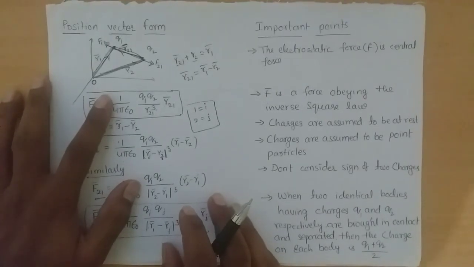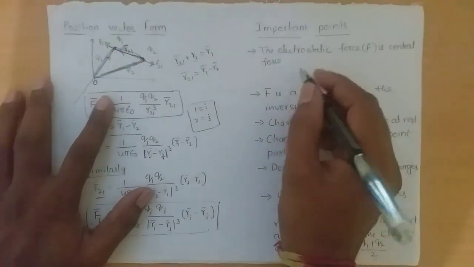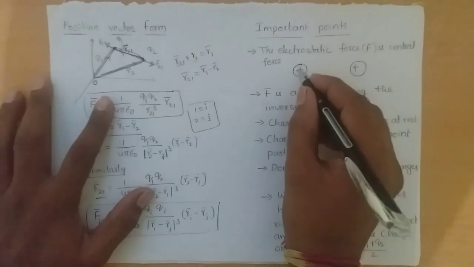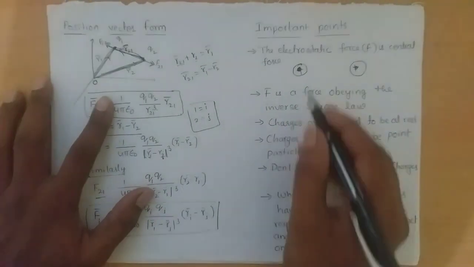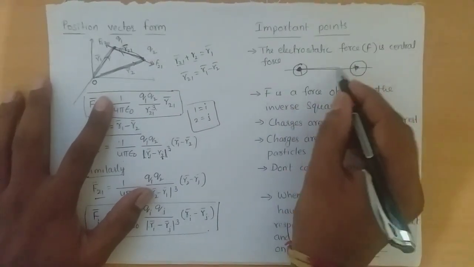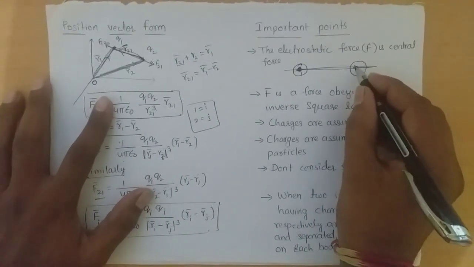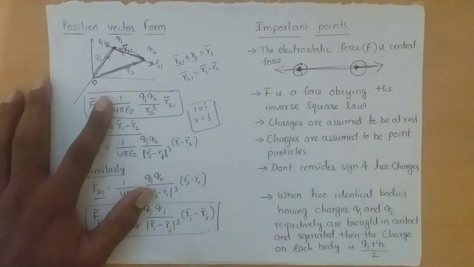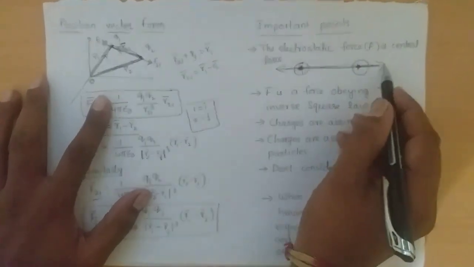Next, some important points of Coulomb's law. First, the electrostatic force is a central force. That means here we have one positive charge and one more positive charge, and this is the center of this charge and this is the center of that charge. The force acts along the line joining the centers of the two charges. Suppose both are positive: on this charge due to the other, the force is in this direction, and on the other it is in this direction. So the force is acting along the line joining the centers of the two charges.